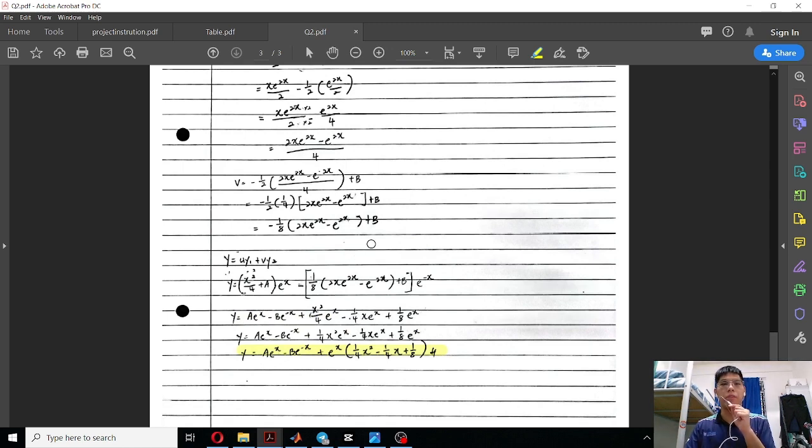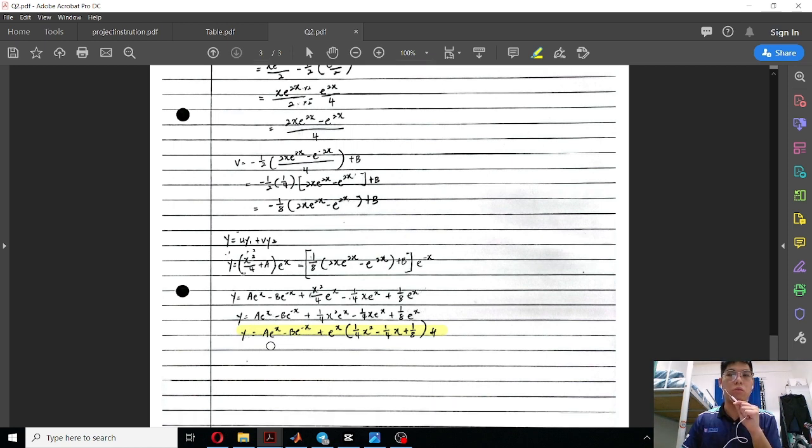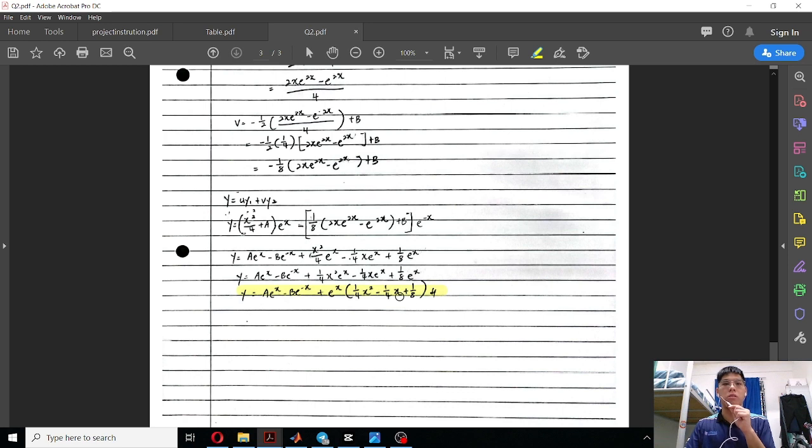After finding the values of u and v, we need to find the y value, and the equation of y is u y1 plus v y2. So we substitute the values into this equation. And for the final answer, we get y equal to a exponential power of x minus b exponential power of negative x plus exponential power of x times (1 over 4 x squared minus 1 over 4 x plus 1 over 8). This is the final answer of question 2C.